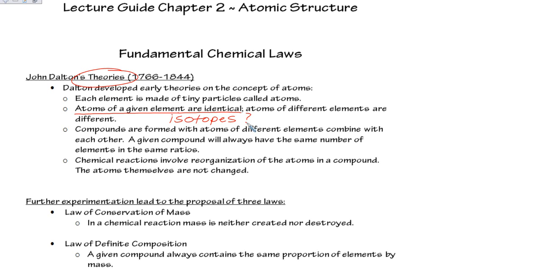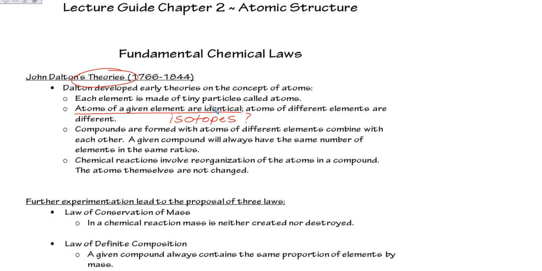You can form compounds by joining atoms of different elements. A given compound must always have the same number of elements in the same ratio. So, for example, if you have a molecule of water, you have to have the same elements, hydrogen and oxygen, in the same ratio, 2:1. Anything else is not water. And chemical reactions involve a reorganization of atoms. I'm fine with that. The atoms themselves are not changed. That would be a nuclear reaction, which we are not concerned with at this point in the game.